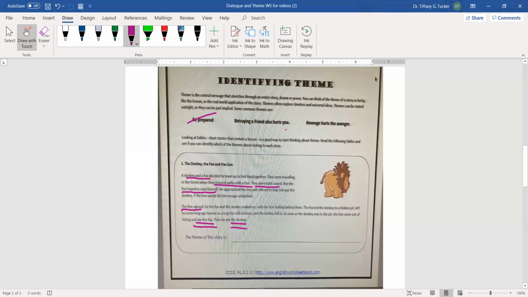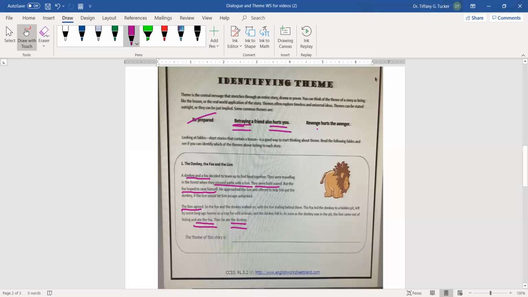Betraying a friend also hurts you. That word betraying, if you're not familiar with it, when you betray someone, you're doing something behind their back, basically. You're going against your friendship and you're doing something that most likely would hurt your friend. But it says betraying a friend also hurts you. Well, this is a possibility for our theme because we know that the fox went behind the donkey's back to try to save himself, but that didn't work because what happened to the fox? He still ended up being eaten by the lion.